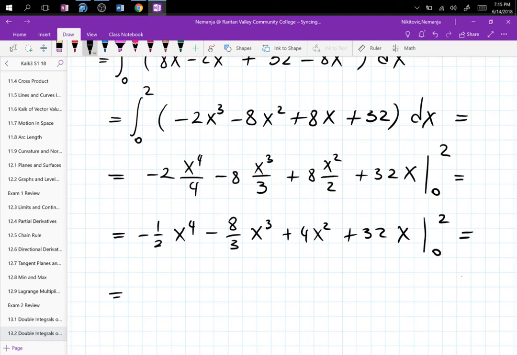And finally, we plug in 2 only, because 0, it's a polynomial, so 0 is going to kill everything. 2 to the 4th is 16, divided by 2, it's negative 8. So it's negative 64 over 3. Plus, that's 4, plus 16. And plus 64.